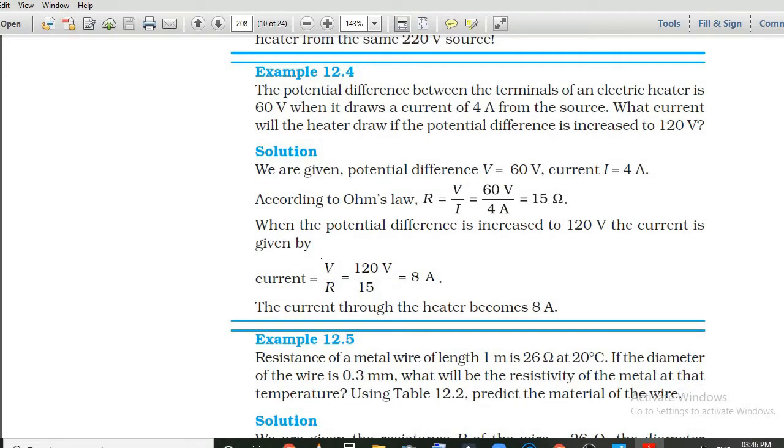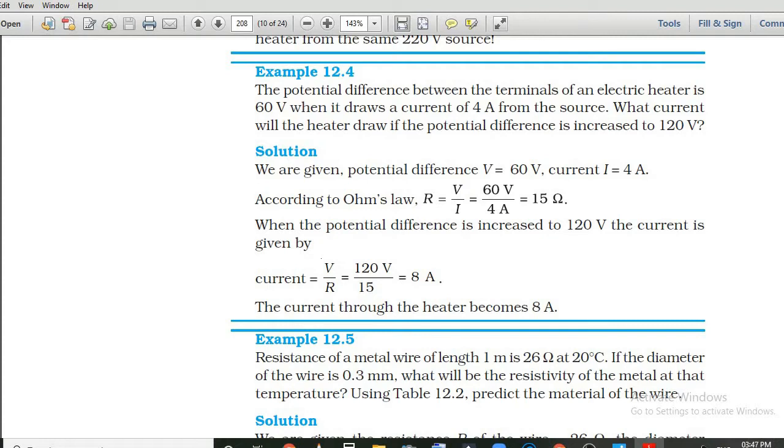After writing, you may pause this video and write the first question and answer in your notebook. After that, write this example 12.4. Write the question and answer. Potential difference between the terminals of an electric heater is 60 volt when it draws a current of 4 ampere from the source. What current will the heater draw if the potential difference is increased to 120 volt?